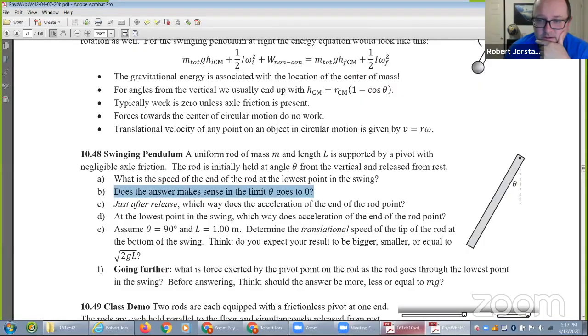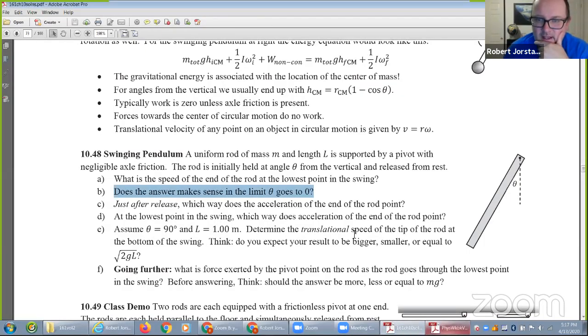So does this answer make sense when theta goes to 0? That's a great question to ask about this one. Oh, I forgot my screen share. Let me do that. Okay, there we go. All right, so I'm looking at this. Does the answer make sense? I think so. Let's go look at the solution.